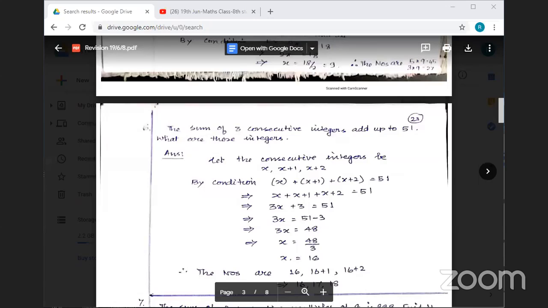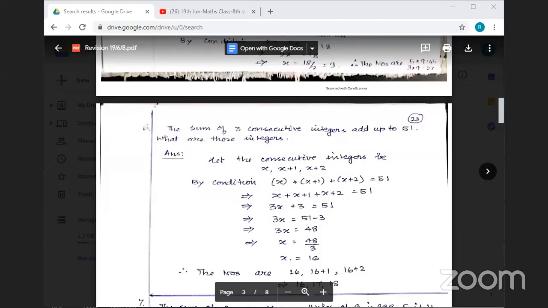Now, one number is x. What is the next number? X plus 1. Because 7's next number is 8, 8's next number is 9, 9's next number is 10. Therefore, if you add 1, you will get the next number.